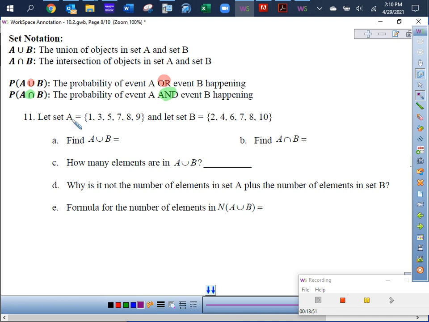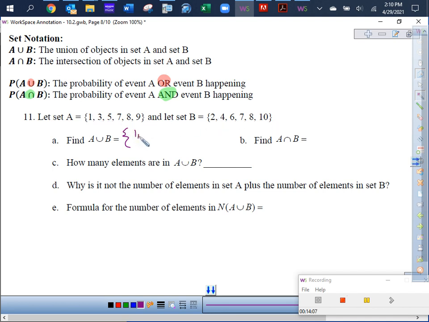So here's set A, and here's set B. They say find just the union of those two. So we're going to put them all together in these set brackets, and we're not going to list anything twice. I also personally like to put them in numerical order.